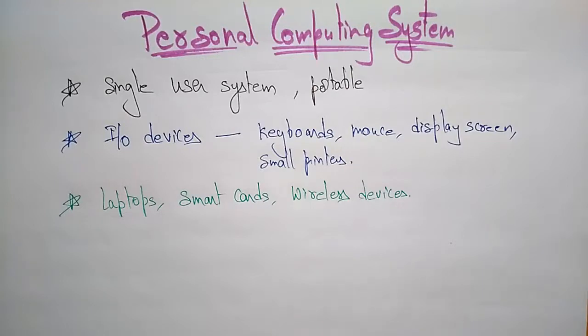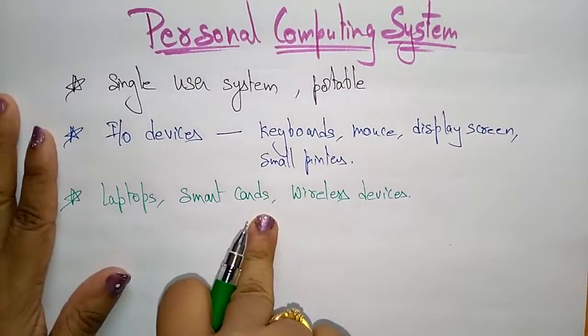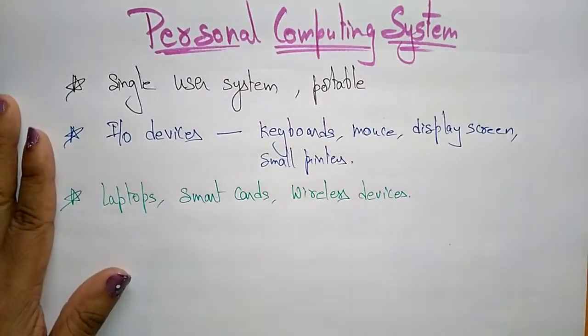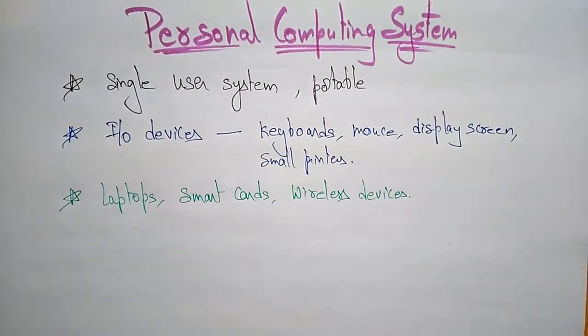So whatever laptop you are using, that is a personal computing system, and the smart cards and the wireless devices that you are using are not connected in a network. Okay, so just your system is connected to some wireless router or whatever it may be. So that is also called a personal computing system. A system that is just communicating to another, you call it a personal computing system.